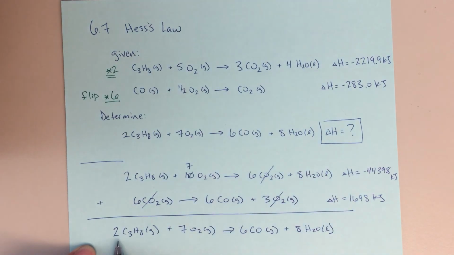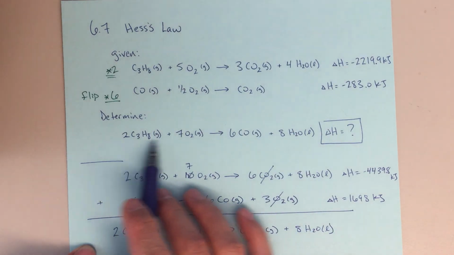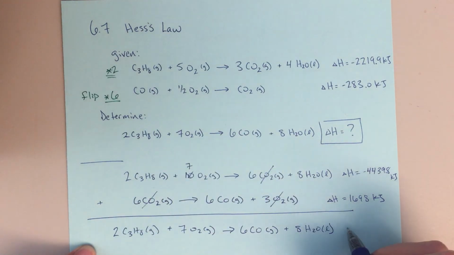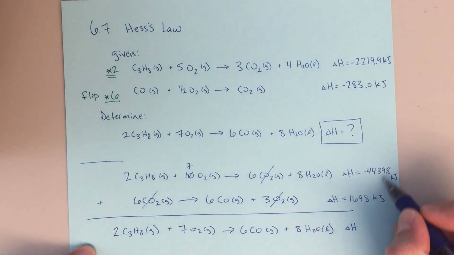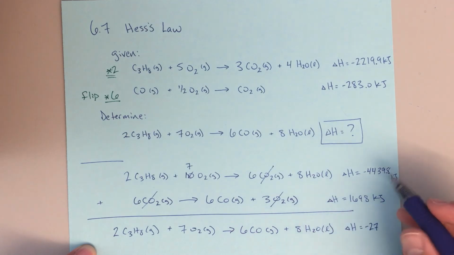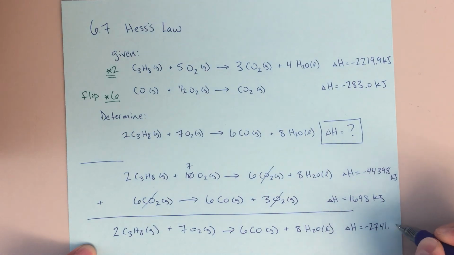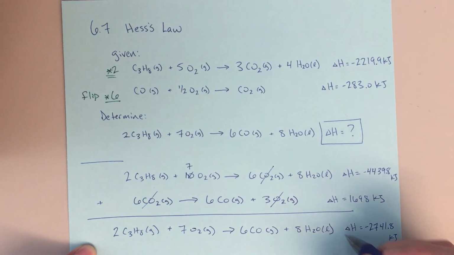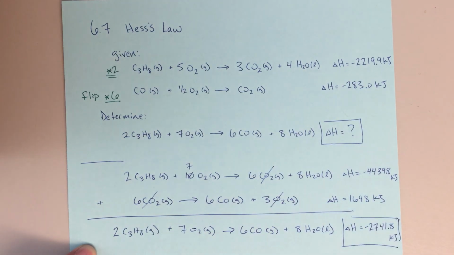Just double checking, this is the same exact reaction that I have here, so that's great. And then for my delta H, I'm just going to add these two values together, and I get my value of minus 2741.8 kilojoules. That is the final answer.